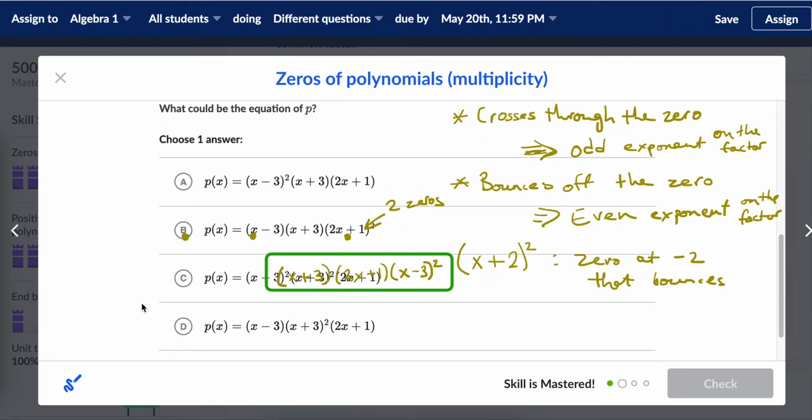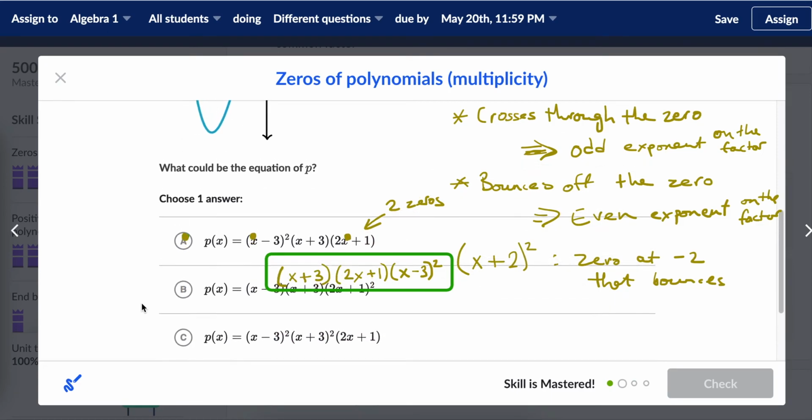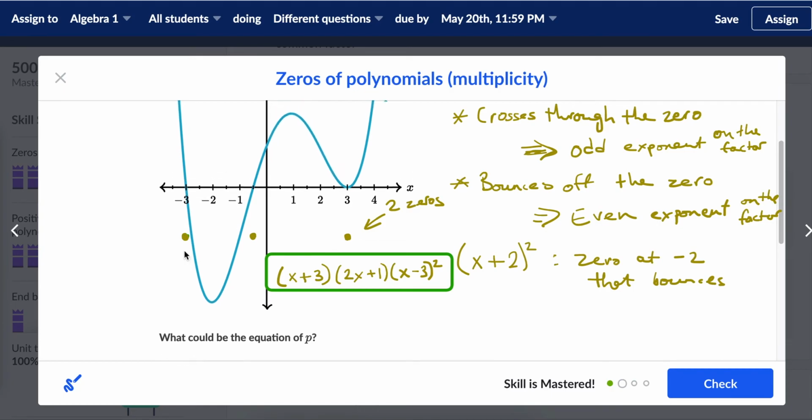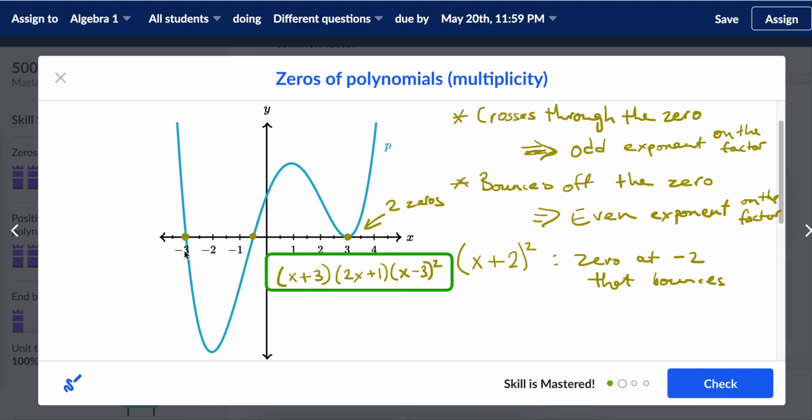And so we're just matching it up with what we've got. X minus 3 squared, x plus 3, 2x plus 1. There's our first one right there that we're looking for. Right? So that's the one we're looking for, and this is the reason why, because it bounces off the axis, and so that's why it creates a multiplicity of an even number. And they say what could be, it could be a higher exponent, but in general we're just dealing with multiplicities of 2 right now.